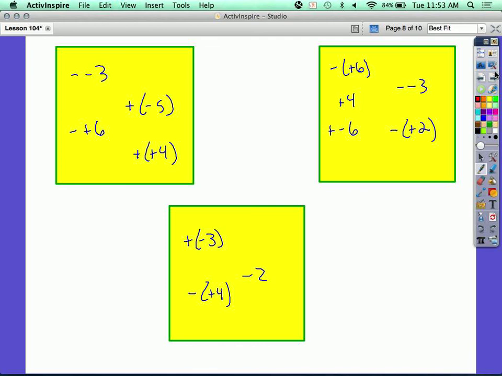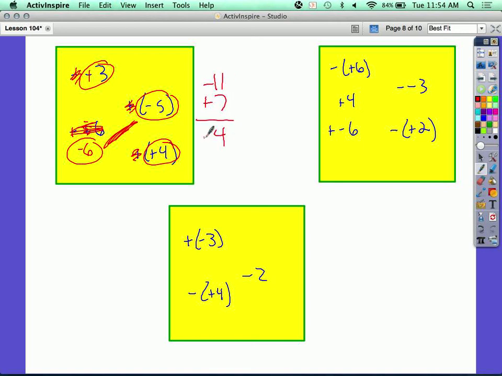So let's go through these boxes. Minus a negative 3 turns into a positive 3. Plus a negative 5, it's going to stay a negative 5. Minus a positive 6, that's going to turn into a negative 6, because remember we're adding the opposite. And here, plus positive 4, that's going to be positive. So now, positives, I have positive 7. Negatives here, I have negative 11. Okay? So I subtract, I get 4, keep the sign of the bigger number. This first box, I have negative 4.